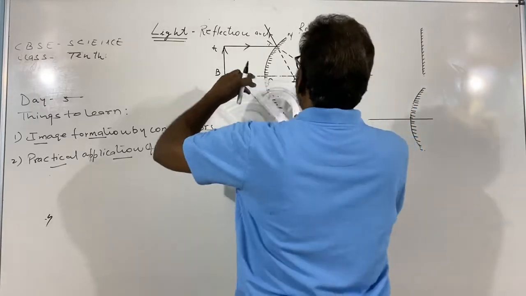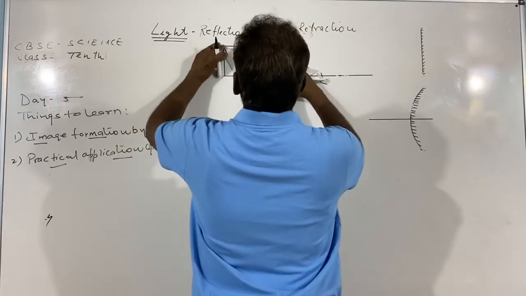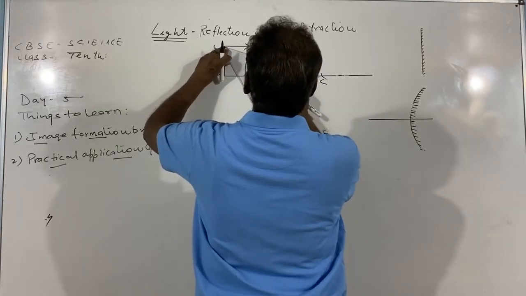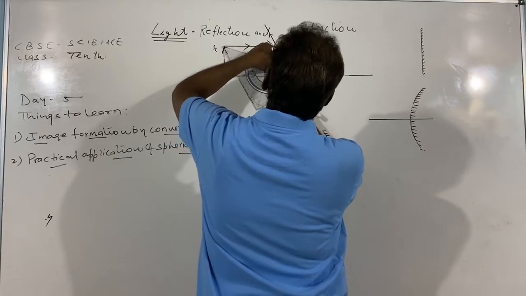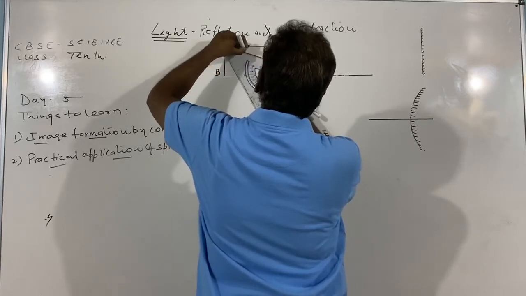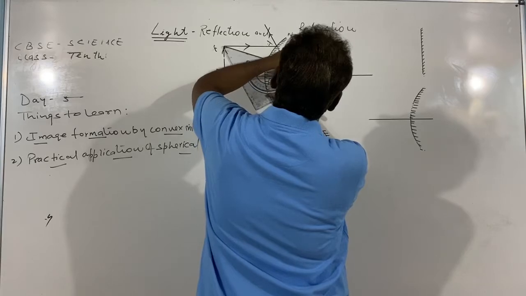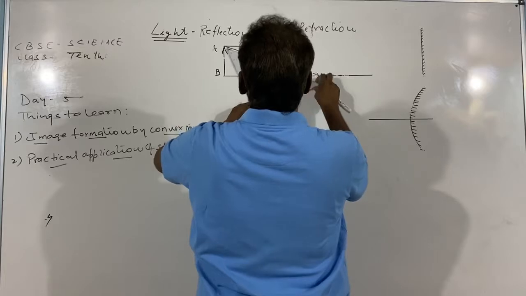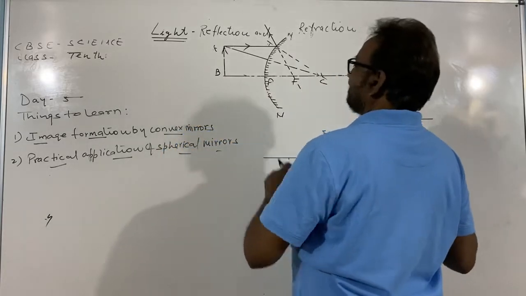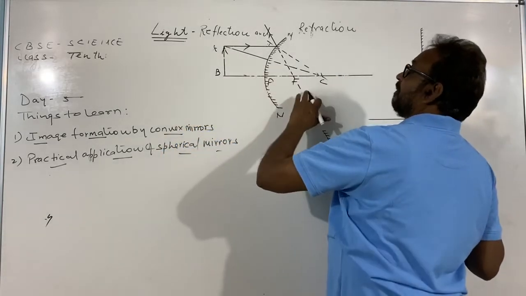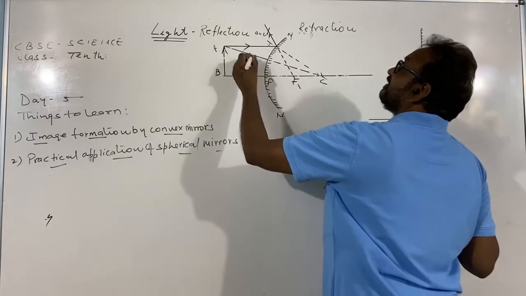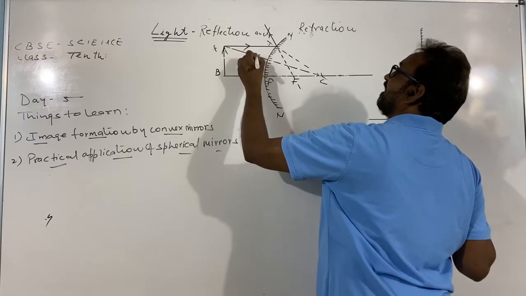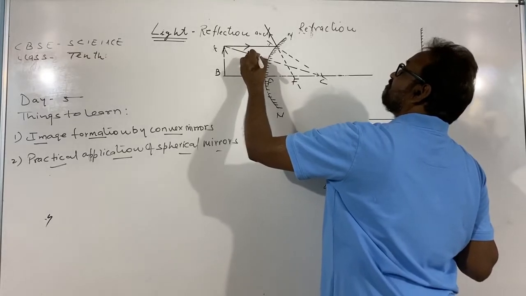We will take another ray which is directed toward the center of curvature. And since this is a normal incident, therefore this ray of light after striking the mirror is reflected along the same path.